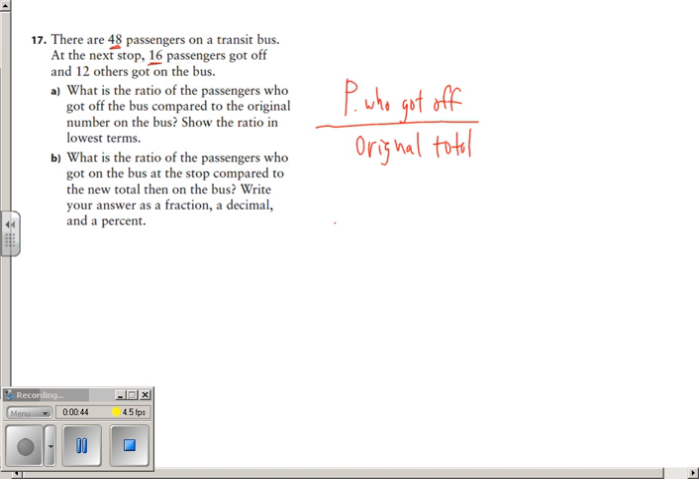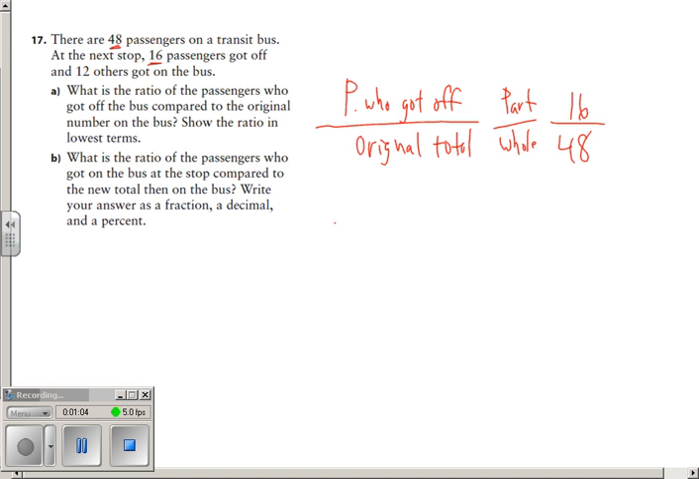So we have a part to whole ratio here. Part to whole, kind of. It's the ones who got off compared to all of them. So we have 16 compared to the 48 who were on the bus originally. So that would be the ratio of passengers who got off compared to the original number. And it says show the ratio in lowest terms.